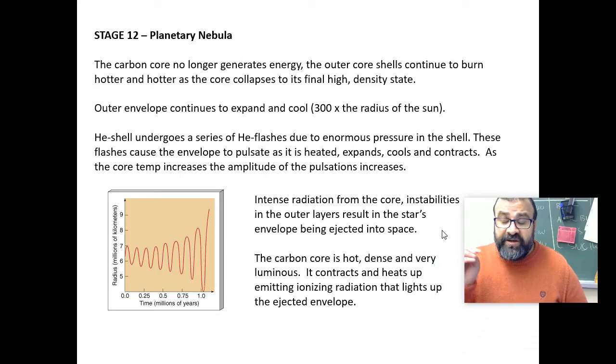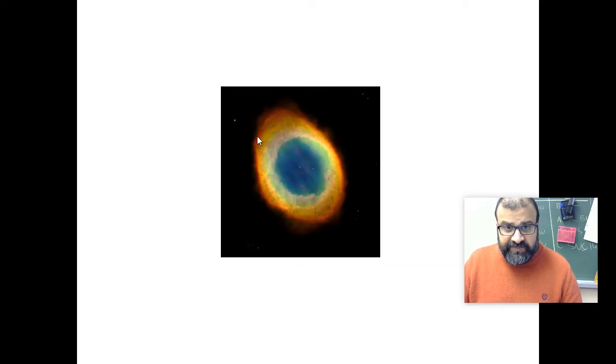So the core cannot collapse any further. The repulsion between the electrons of all the atoms only allows it to compress so far. And because it can't be compressed any further, it can't generate any more heat. There's still tons and tons of residual heat. It's still super hot. So the carbon core, we're now in the stage called the planetary nebula. And this is a planetary nebula. At the center, you can see the core of the star that remains. That's a white dwarf.